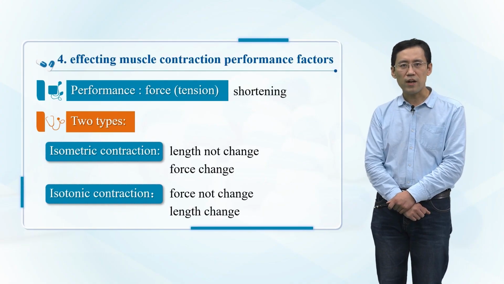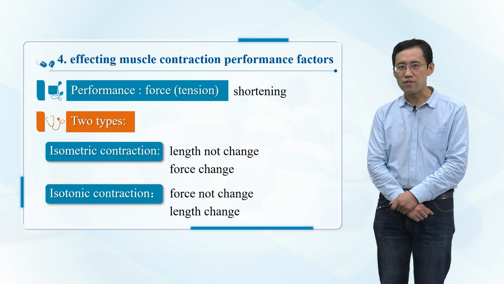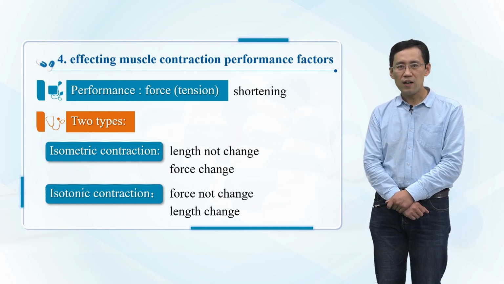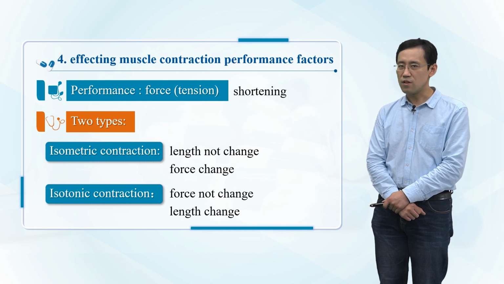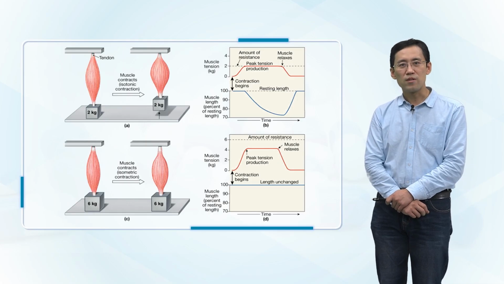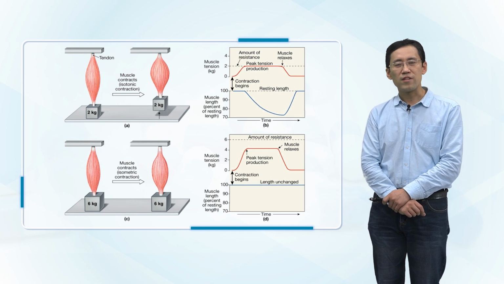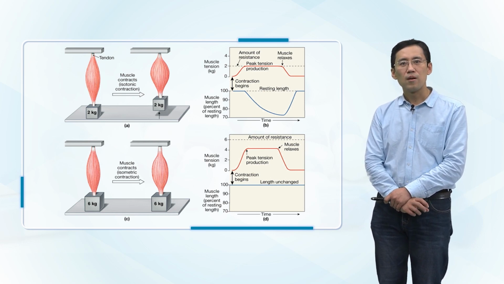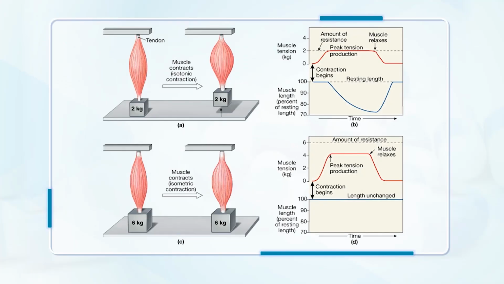The isometric contraction is when the length does not change, but the force changes. But for isotonic contraction, the force does not change and the length changes. In the first line, the muscles contract and then they pull the substance up. So in this process, the strength equals the 3 kilograms gravity, and it's constant, but the length is shortened. This is isotonic contraction.